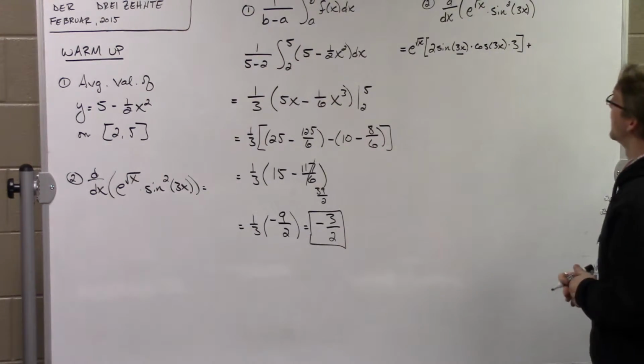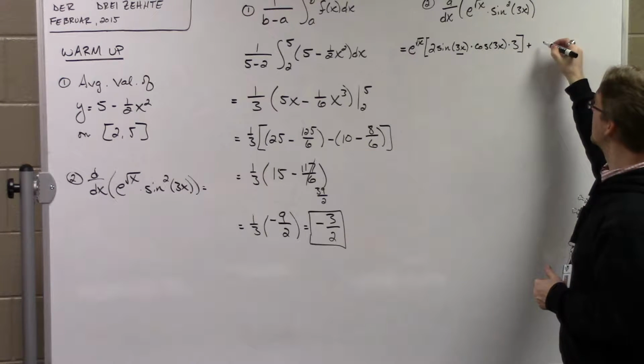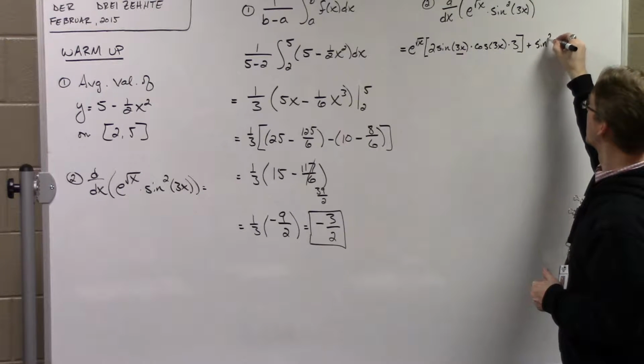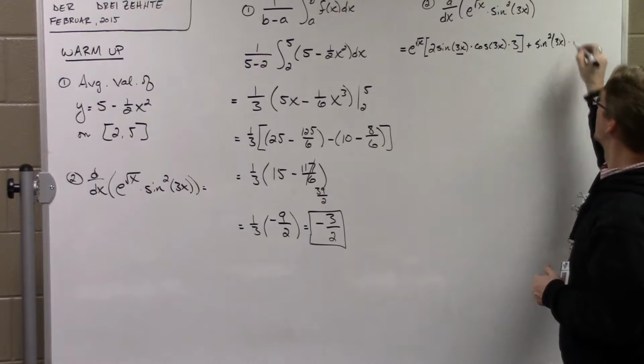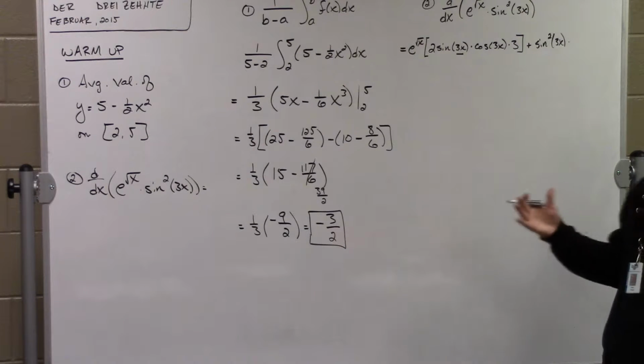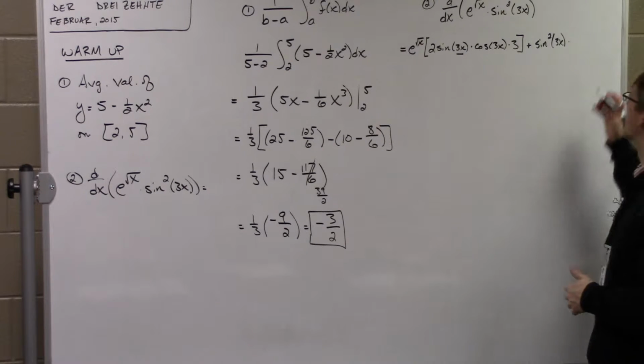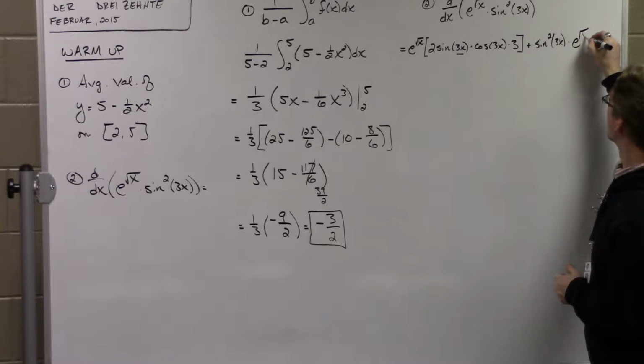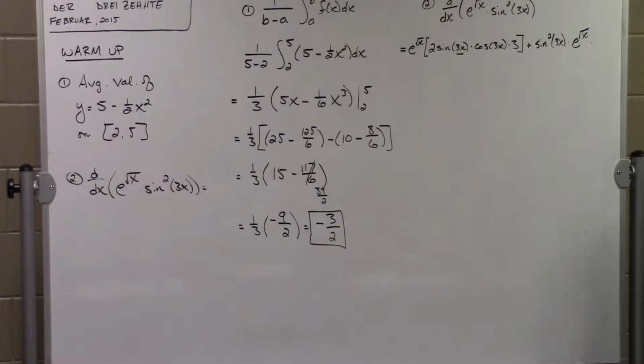Plus, keep the second, sine squared of 3x, times the derivative of the first. Well, the derivative of e to the root of x.